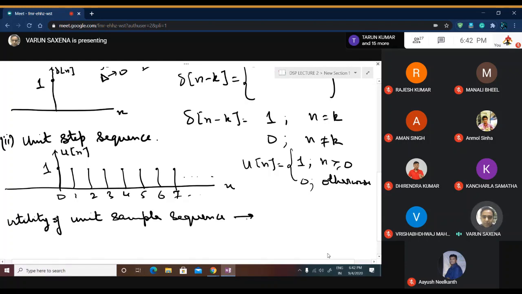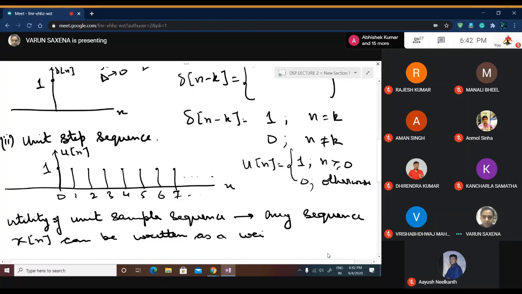The utility of the unit sample sequence is that any sequence x n can be written as a weighted sum of a unit sample train.